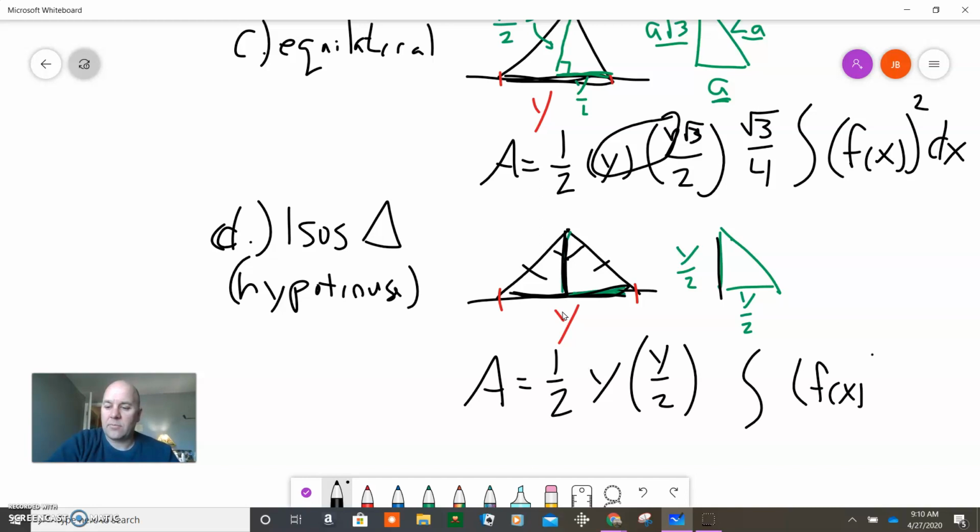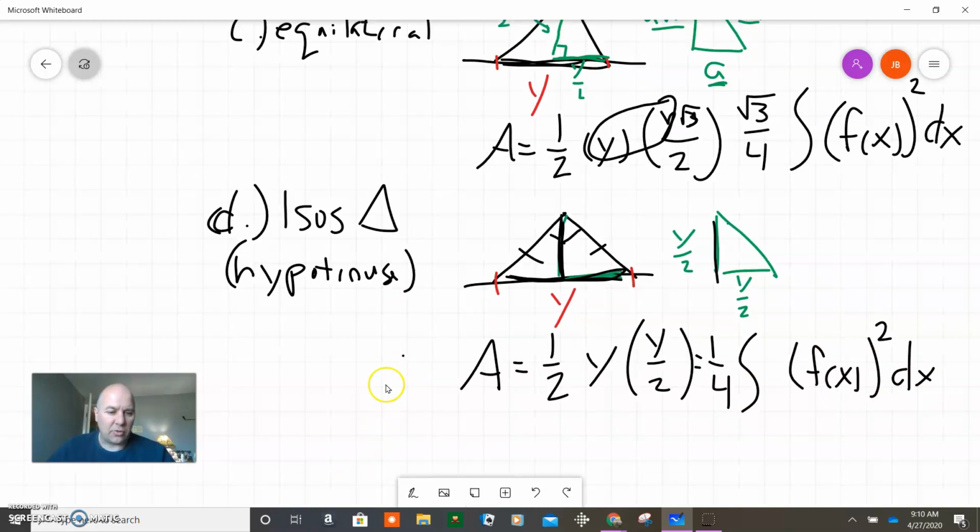f of x squared dx, and it's going to be 1/4. I hope you can read that. And that's the integral again, the isosceles right triangle with the hypotenuse on the base. All right, let me scoot this up.